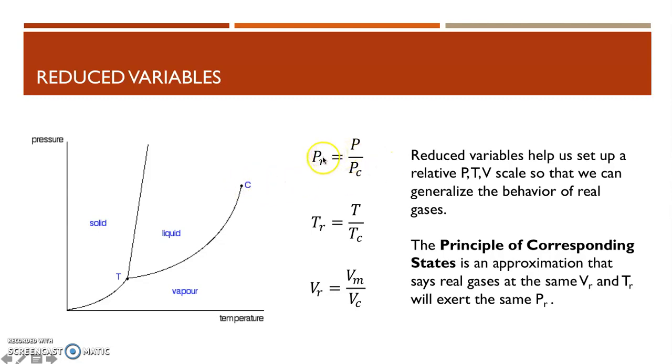But when we use reduced variables, we're putting all of the gases onto a relative scale, relative to their critical pressure, critical temperature, and critical volume. The principle of corresponding states is an approximation that says real gases at the same reduced variables will exert the same reduced pressure. So we're going to be exploring that in lab.